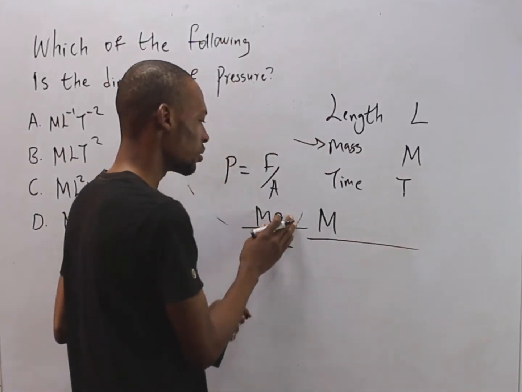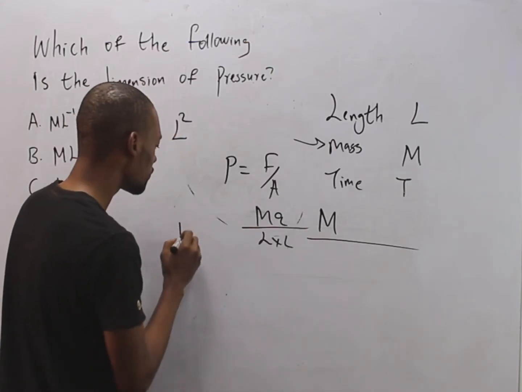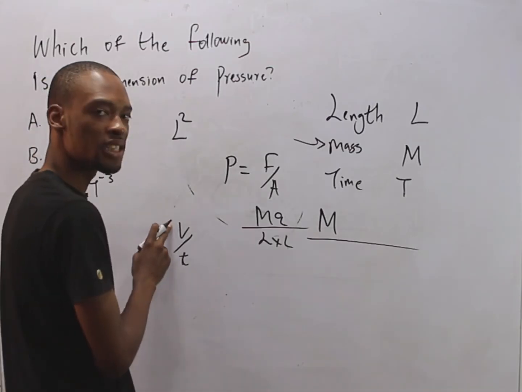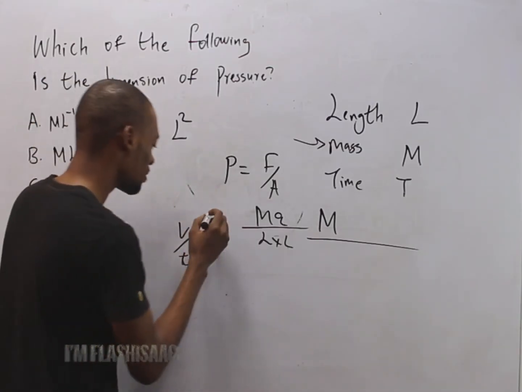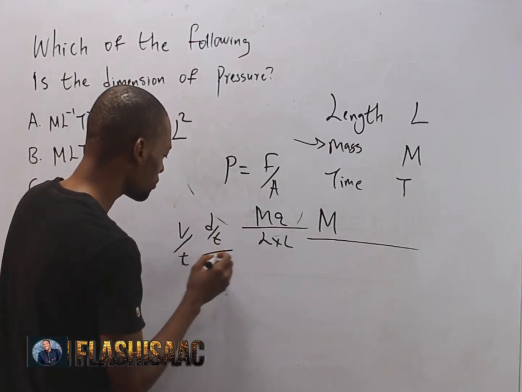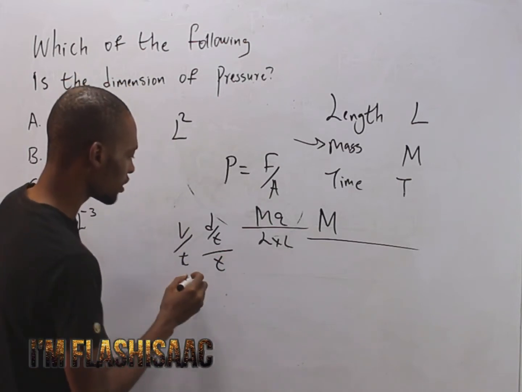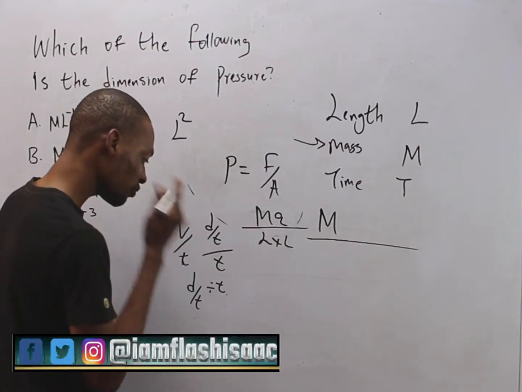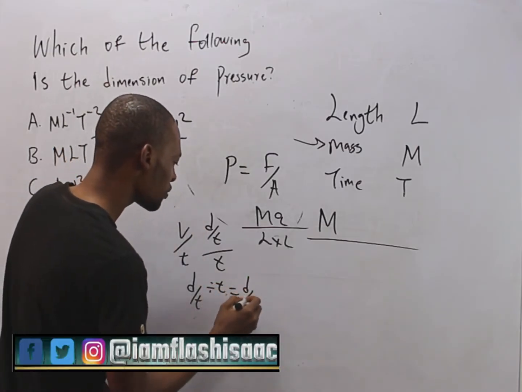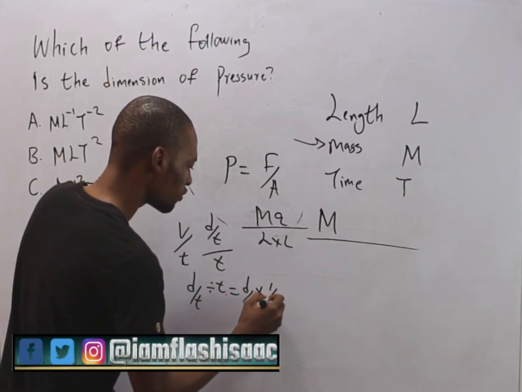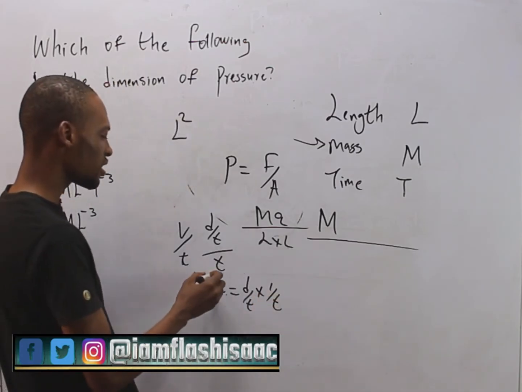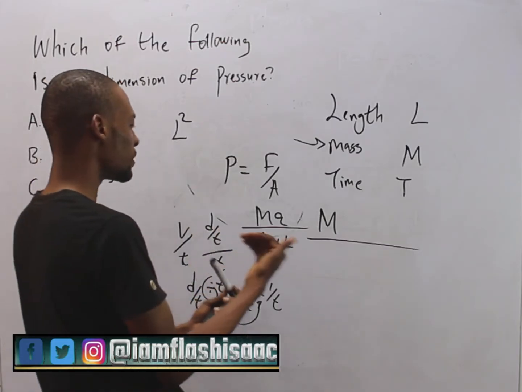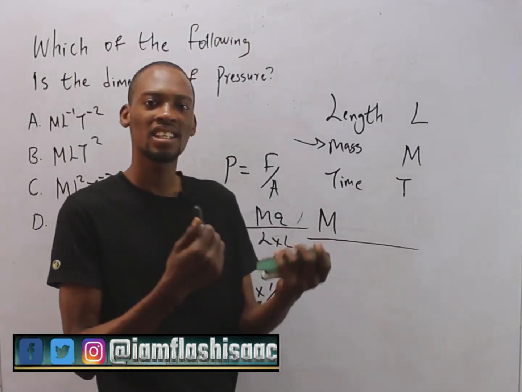What is acceleration? Now, acceleration is velocity over time. What is velocity? Displacement over time. So everything becomes over time. This is simply displacement over time divided by time. This is displacement over time times 1 over t. We just change division to multiplication. Anytime you change division to multiplication, the number after it inverts.